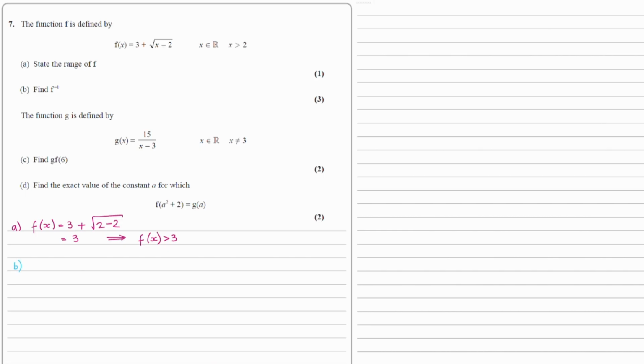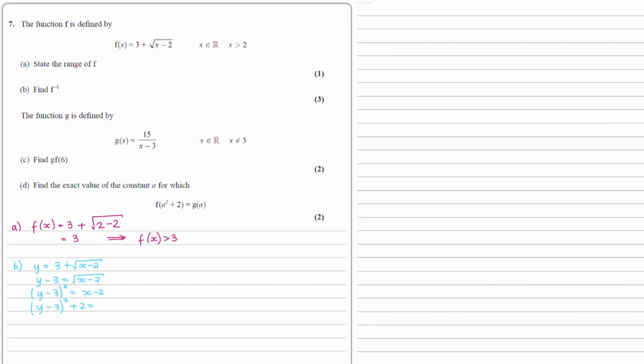For part B, we're told to find the f inverse of x, and for this we can substitute f of x as y and rewrite it as y is equal to 3 plus the root of x minus 2. We then need to make x the subject, so first we can take away 3, which gives us y minus 3 is equal to the root of x minus 2. To get rid of the root, we will square both sides, which gives us y minus 3 squared is equal to x minus 2. And if we add 2, this will give us y minus 3 squared plus 2 is equal to x.